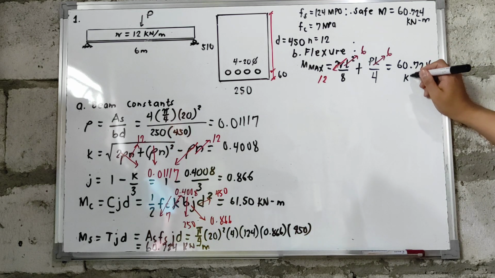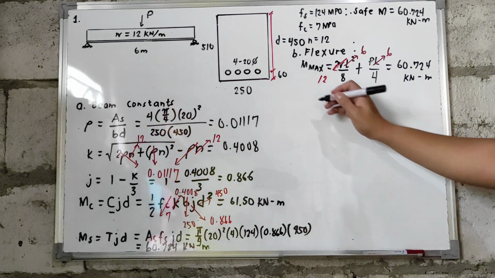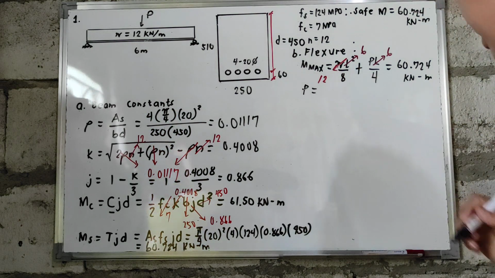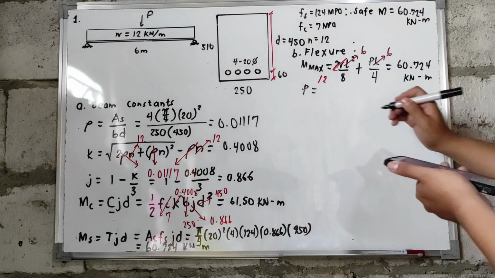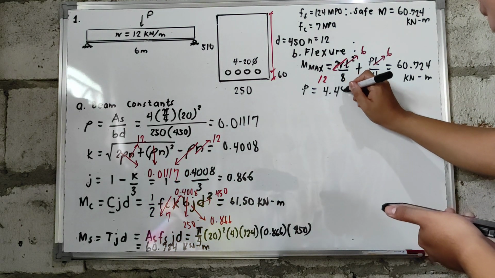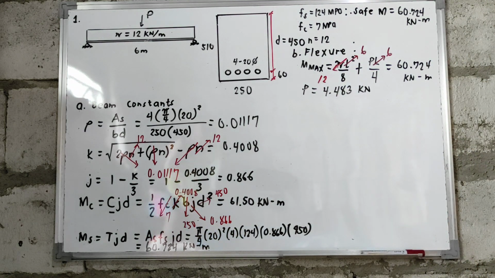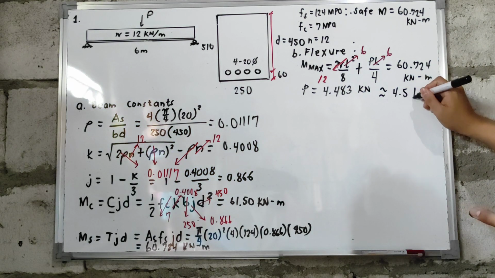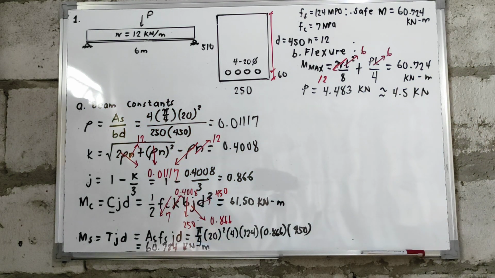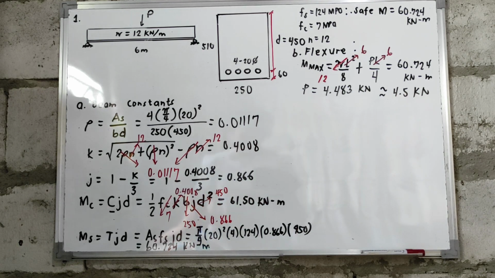which is equal to 60.724 kilonewton meter. So by shift solve, we can now calculate for the value of your P, which is equal to 4.483 kilonewton. Or let's say, that is equal to 4.5 kilonewton. So, against flexure, meron na tayong nakuha ditong value.